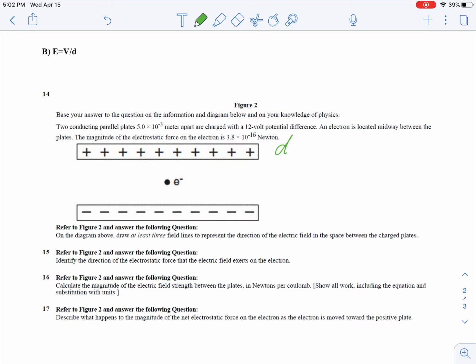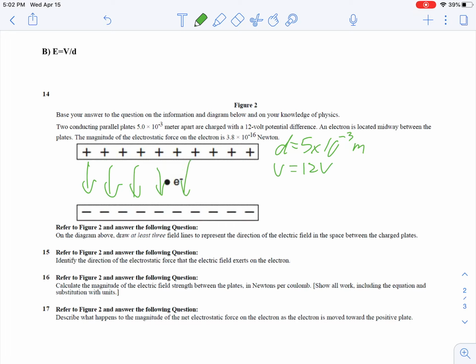It tries to predict shapes and sometimes it makes mistakes. So d, the distance between the plates, is 5 times 10 to the -3 meters, and it gives us the voltage of 12 volts. All right, so it asks us to do some things, like, okay, there's the electric field lines.